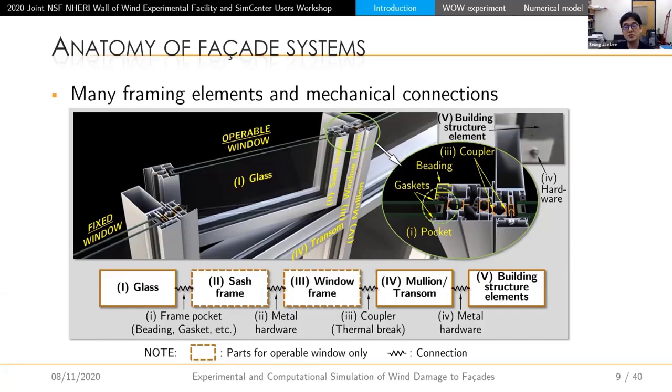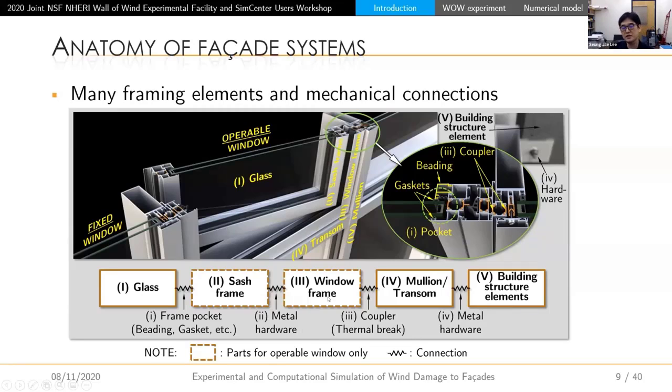But I would say most facade systems have these five components, the parts, connected through these mechanical connections. Definitely there is glass in the facade system, which is connected to the chassis frame in case there is an operable window. Those are connected through the frame pocket, which has several elements: beading, gasket, structural glazing, and so on. In case there is an operable part, the chassis frame is connected to the window frame, and those are connected using metal hardware because that needs to be opened.